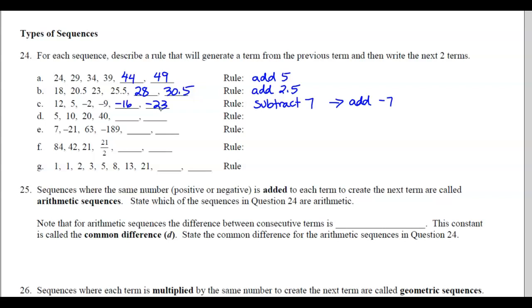Okay, then D, 5, 10, 20, 40. Well, those aren't adding the same amount each time. You're actually multiplying. It's like you're multiplying by 2 each time. So that would be 80, 160.